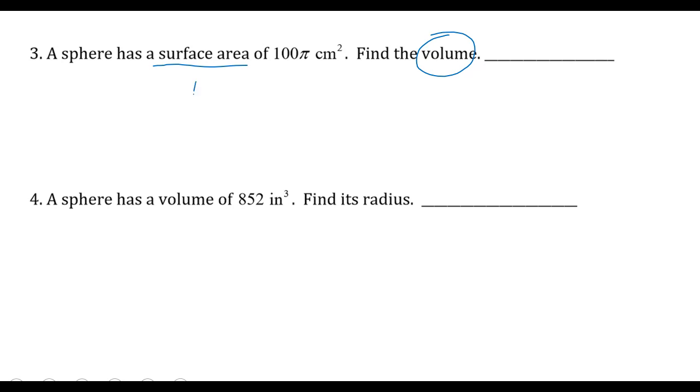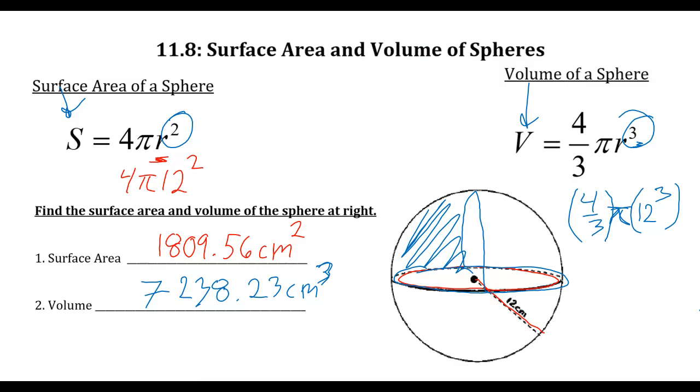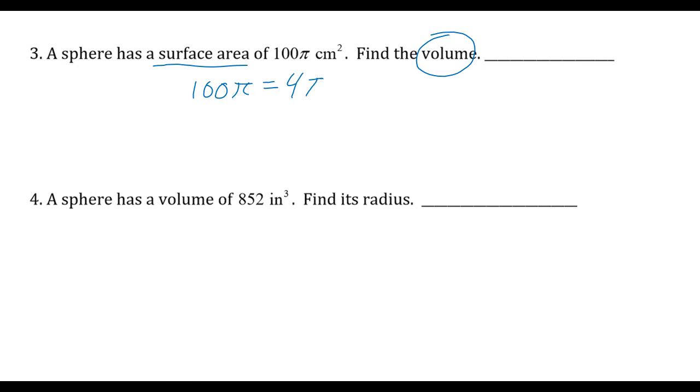Okay, so we're going to have to find the radius first. Then we can go ahead and punch into the volume formula. So 100 pi equals 4 pi.